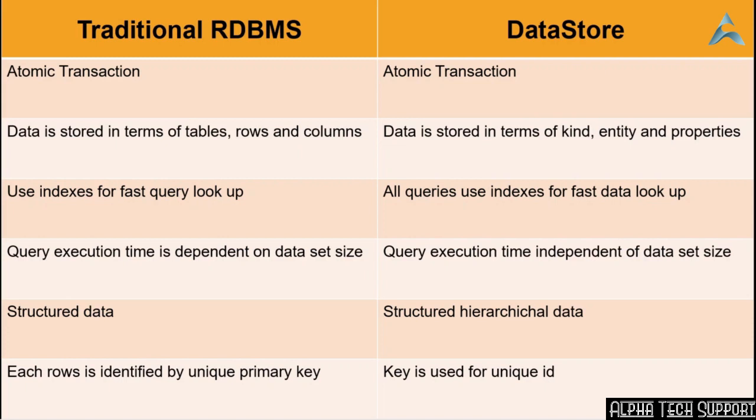Whenever you store an entity in Data Store, an index is also created implicitly for every property unless you specify not to create an index for a particular property. You can also create composite indexes in Cloud Data Store. And in RDBMS, query execution time is dependent on the dataset size, which means the amount of data in a table. But in Data Store, query execution time is independent of the dataset size. In RDBMS, all rows in a table follow the same schema, but in Cloud Data Store, entities in one kind do not need to follow the same schema, and these entities represent structured hierarchical data.